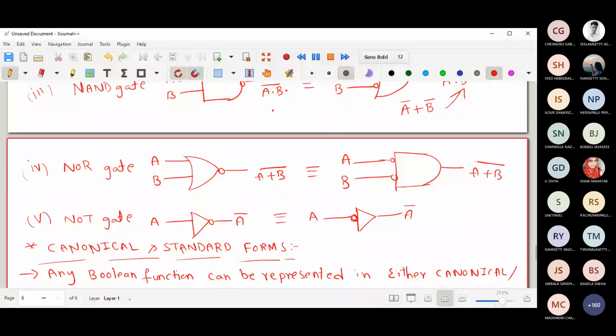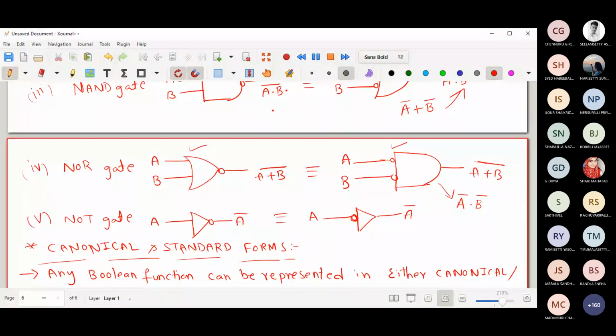Next, the NOR gate. This is the standard logic symbol for the NOR gate. A and B are the inputs, and A plus B whole bar is the output, or A plus B whole complement. Now for this NOR gate, you can also draw it like this. This is another way of representing the NOR gate symbol. For A and B inputs, the bubbles give complements: A bar dot B bar.